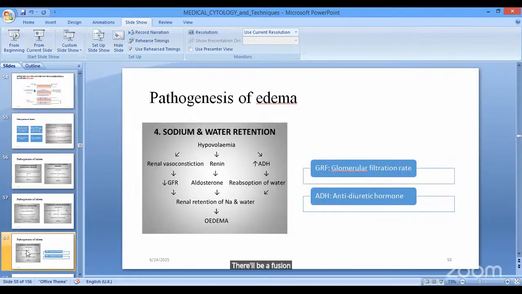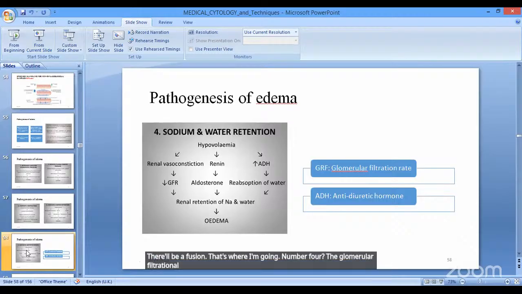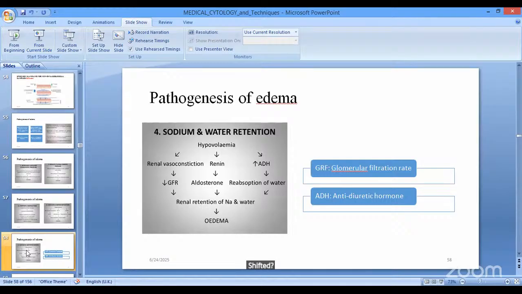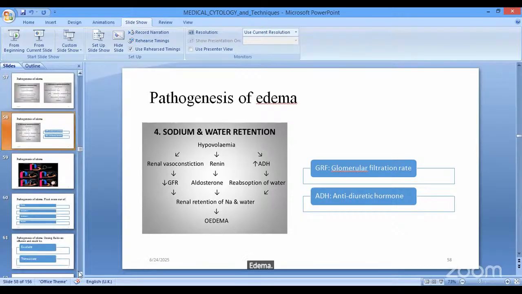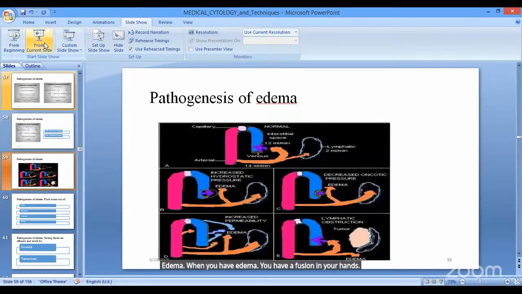That's where I'm going. Number four, when the glomerular filtration rate is shifted, and when ADH function is dysfunctional, there's going to be a change in dynamics. You have edema. When you have edema, you have effusion. This diagram just illustrates everything I have said.